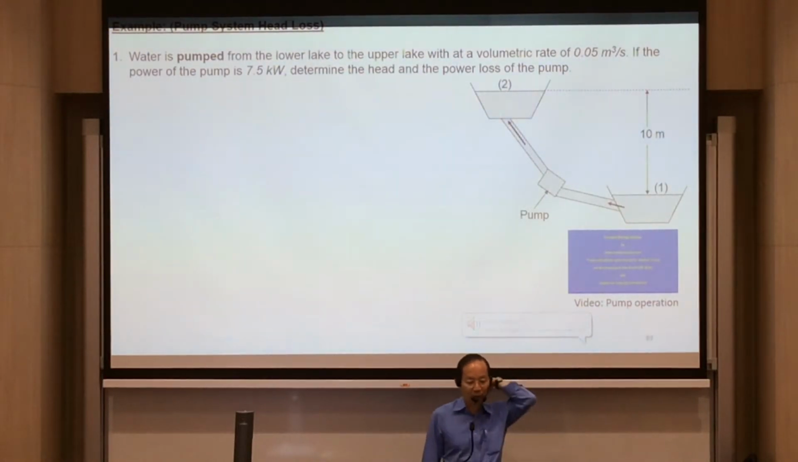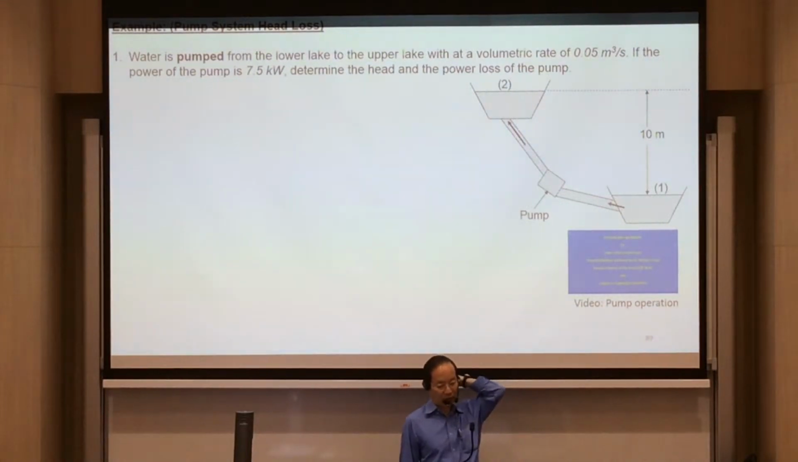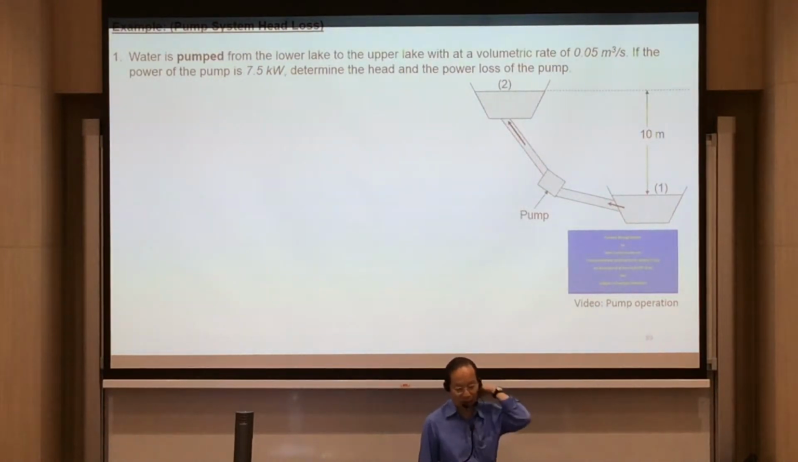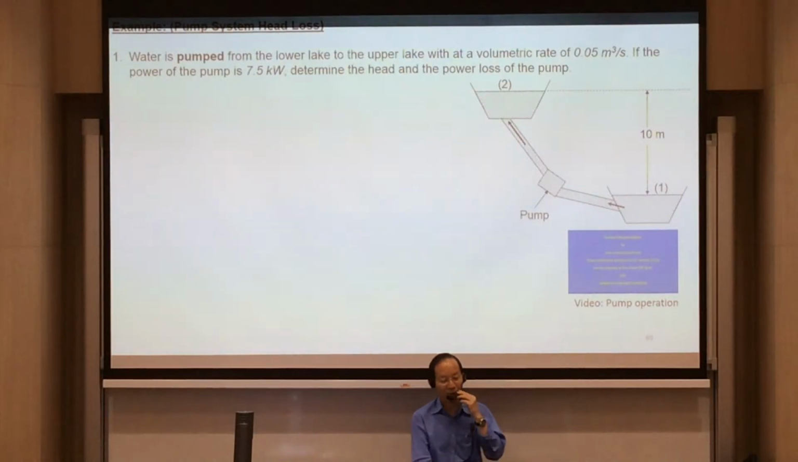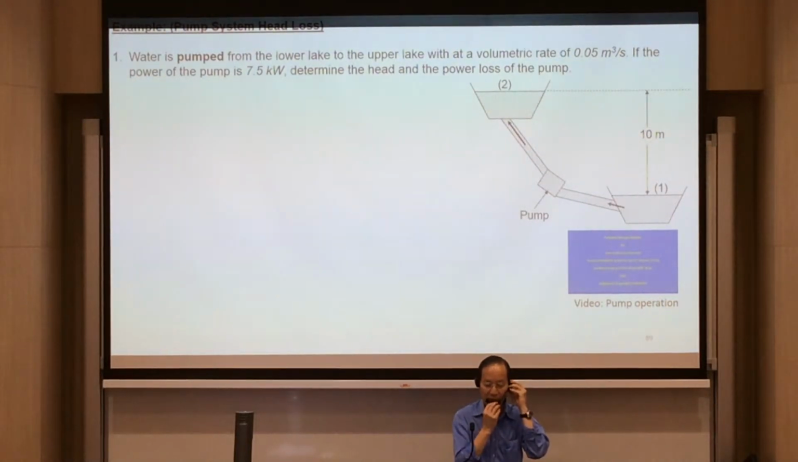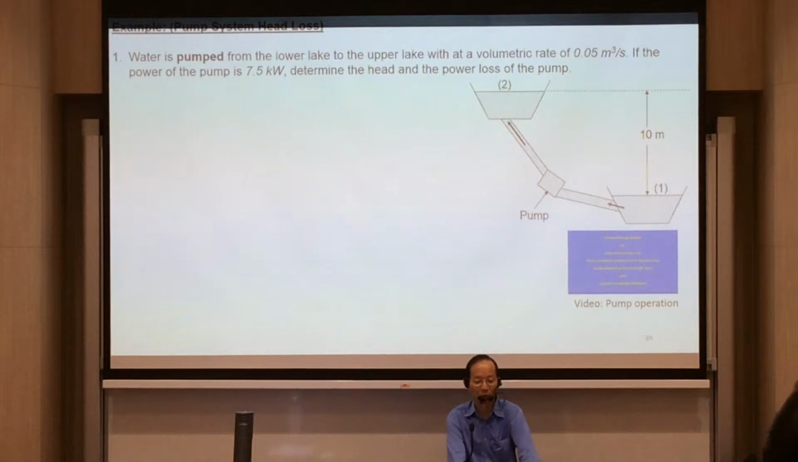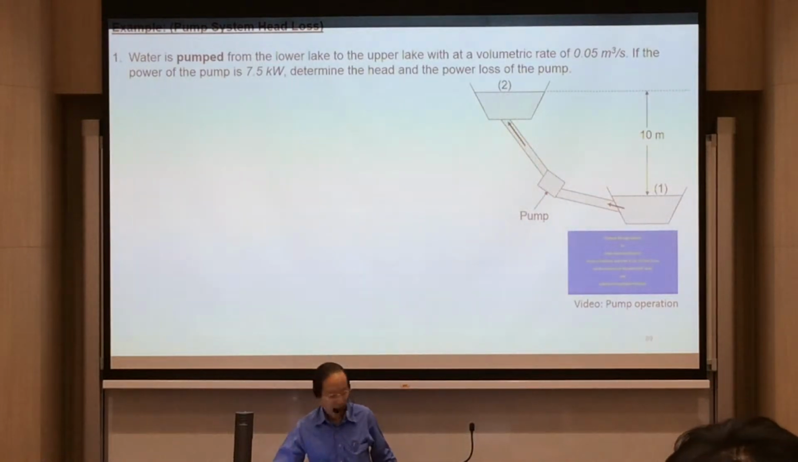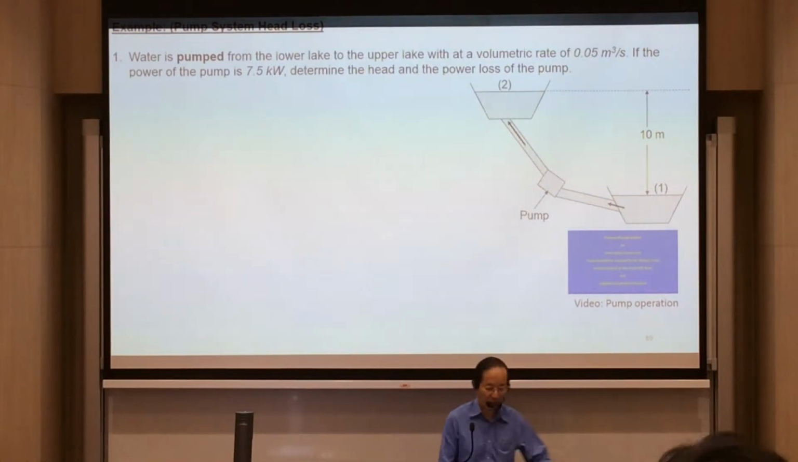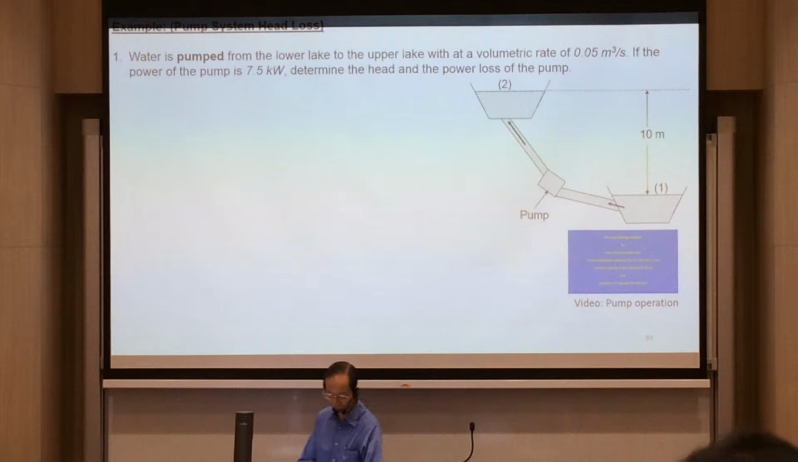Okay, let's look at this example here. Water is pumped from the lower lake to the upper lake with a volumetric rate of 0.05 meter cube per second. If the power of the pump is 7.5 kilowatt, determine the head and the power loss of the pump.